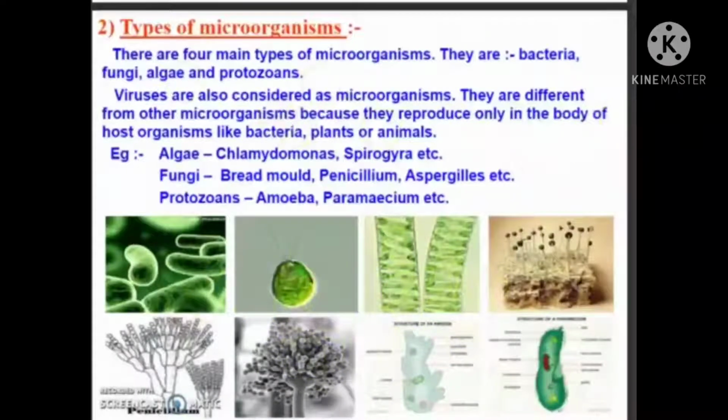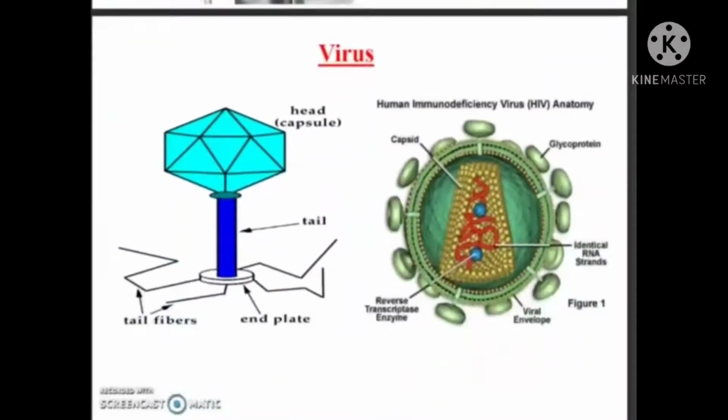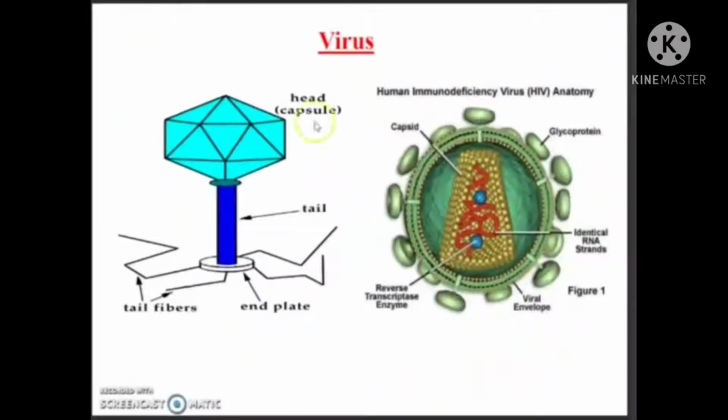Now we are going to discuss the virus. Here you can see the picture of a virus also. This virus has a head. This head is also known as the capsid, and this head is followed by the tail, and after that tail you can see the end plate, and after that end plate the tail fibers are present. Here you can see the example of the HIV virus. The full form of HIV is human immunodeficiency virus. About this structure you will study in your higher classes.